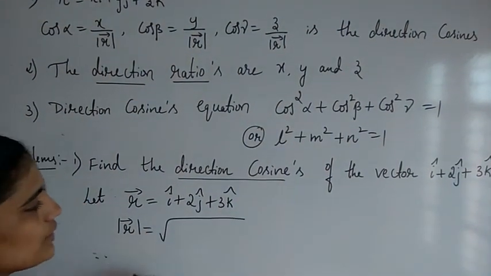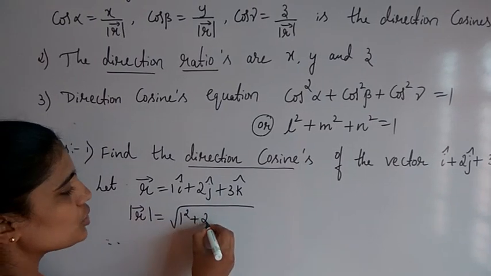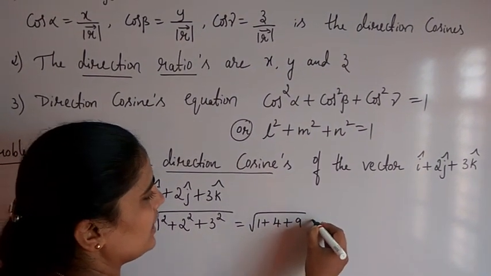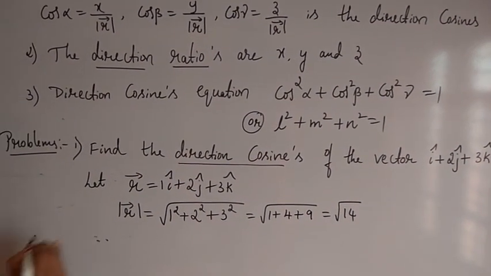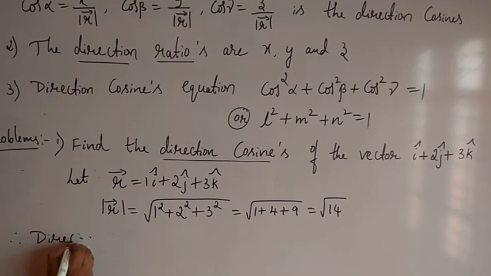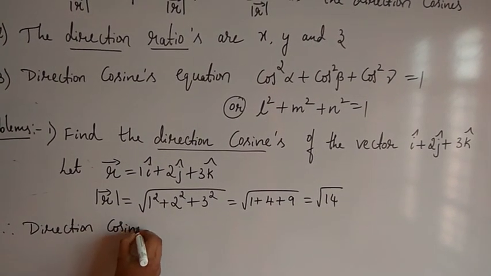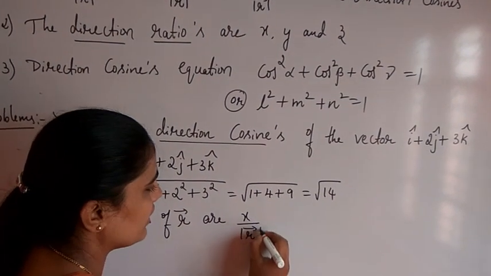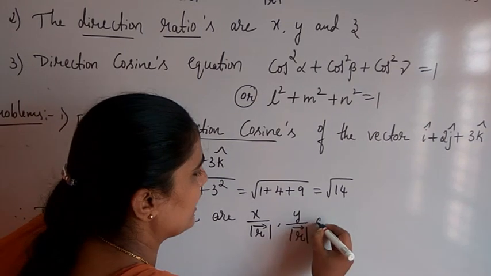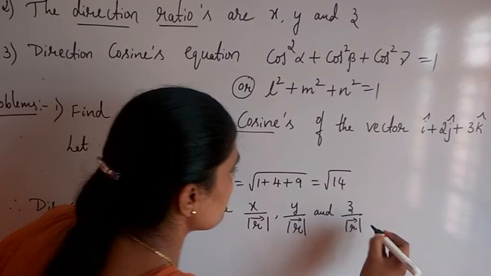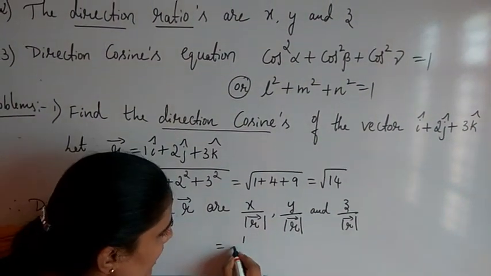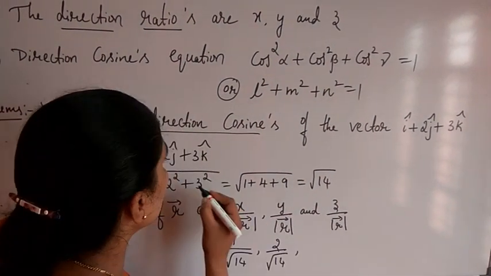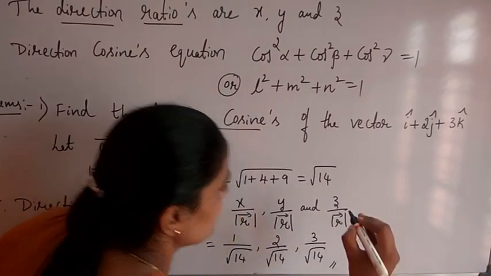Magnitude of R vector is equal to square root of 1 square plus 2 square plus 3 square, that is root of 1 plus 4 plus 9, so the magnitude is root 14. Therefore, the direction cosines of vector R, with formula x by magnitude of R vector, y by magnitude of R vector and z by magnitude of R vector, after substituting the values are 1 by root 14, 2 by root 14 and 3 by root 14. So this is the direction cosines.